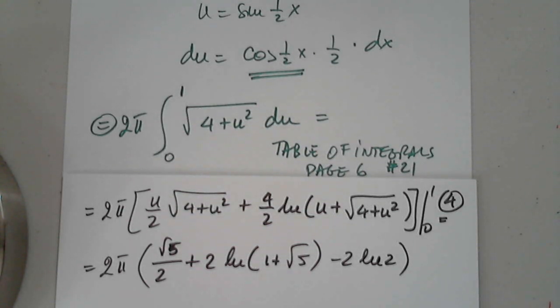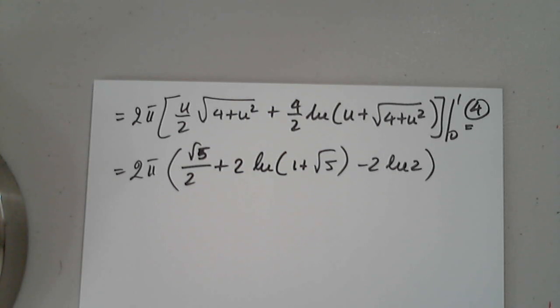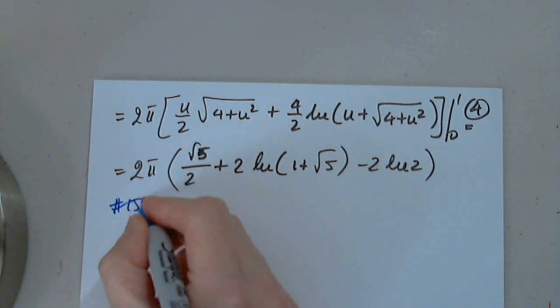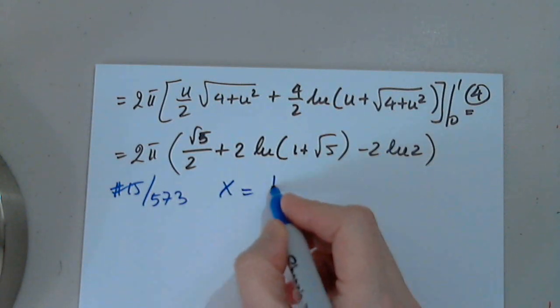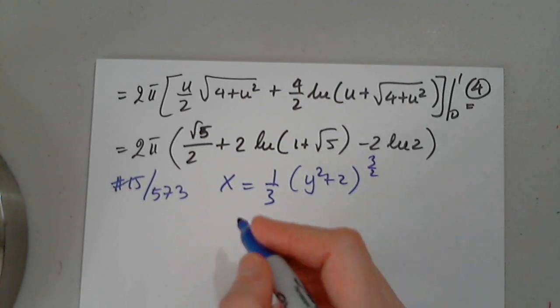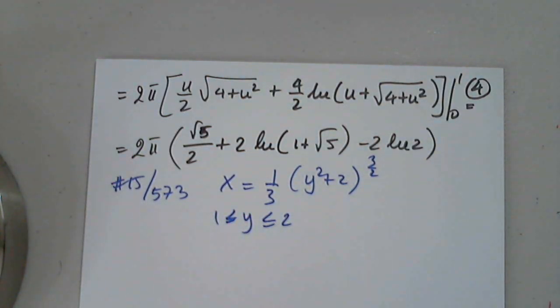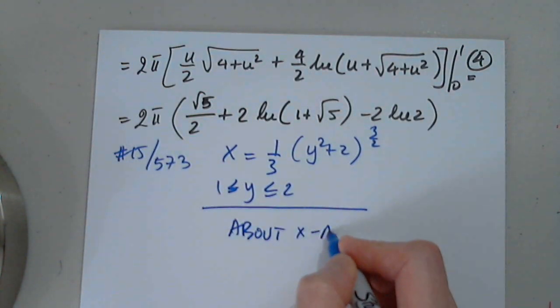And that is the area of the solid of revolution obtained by rotating the given function between those limits of integration. Okay, I think we should look at 15 on 573. So this time we're given x equals 1/3 (y squared plus 2) raised to 3/2. Y is given to us between 1 and 2, and of course, this is very important, about the x-axis still.